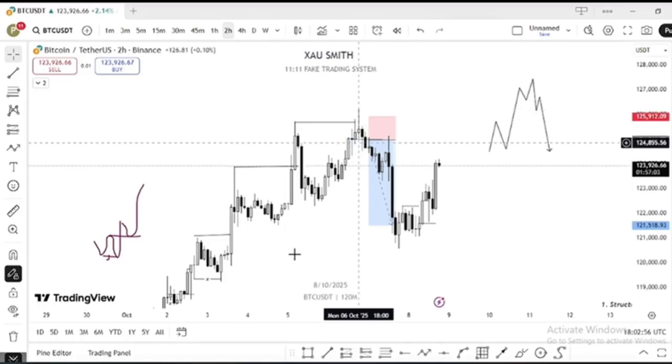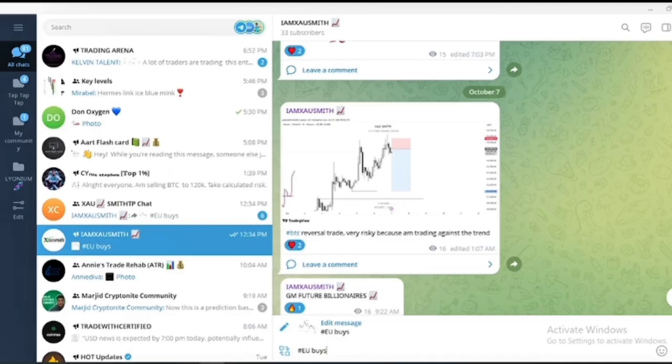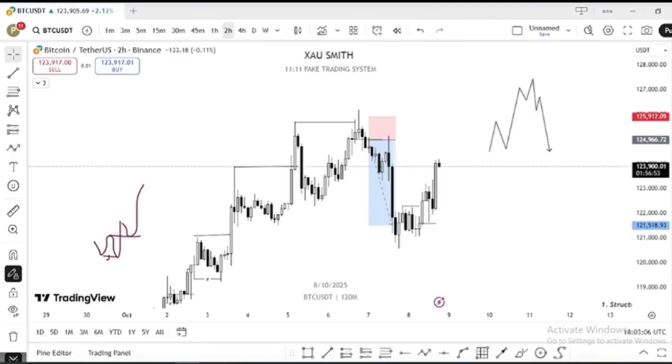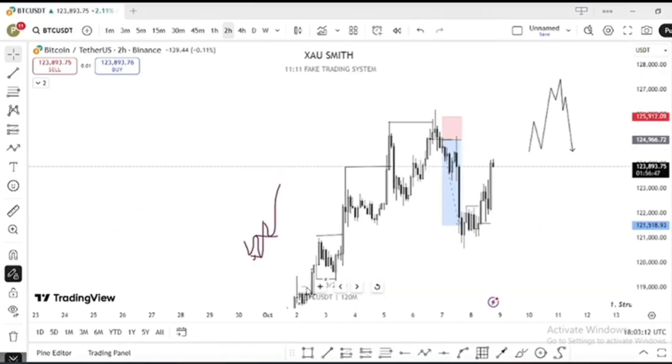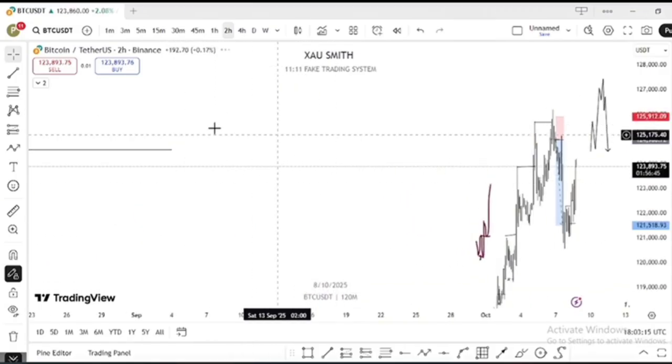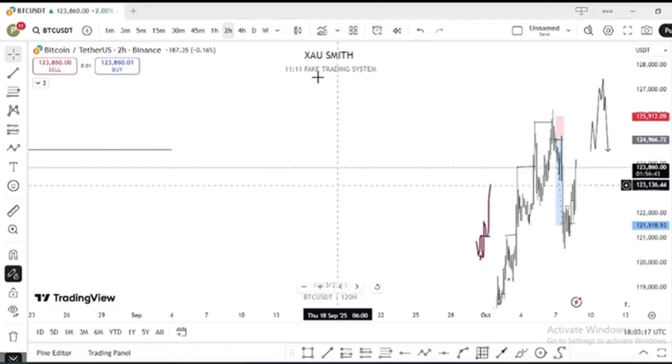But it was a risky trade, right? If you check it, when I sent it to them, I said BTC reversal trade, very risky, because I'm trading against the trend. Yes, because the market was bullish and the market was at the all-time high, so there wasn't any place that market was reacting from. If you trace back, because market just took out this, let me go to the 4-hour.